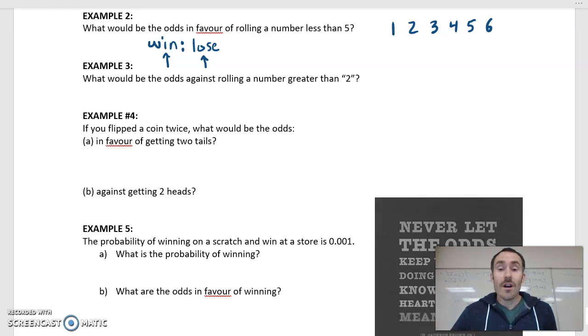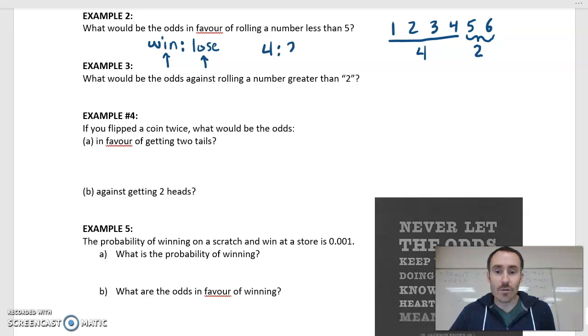So we're looking for how many of those are less than 5. Those ones right there. There are 4 outcomes that are less than 5. And then the outcomes that are 5 or more are those right there. There are 2 of them. So we have 4 winning outcomes, 2 losing outcomes. And so the odds in favor of rolling a number less than 5 would be 4 to 2. 4 are less than 5, 2 are not less than 5.